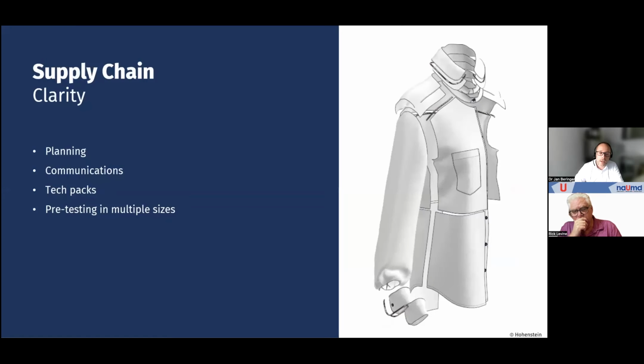And of course, what is currently mostly used to establish clear communication along your supply chain is the planning and communication for tech packs. This is very helpful if there's a digital version of the garment included in the tech pack. And you can do the pre-testing of your pattern in multiple sizes and check in the digital way if the garment is looking nice and also meeting the requirements of your target group, for example.